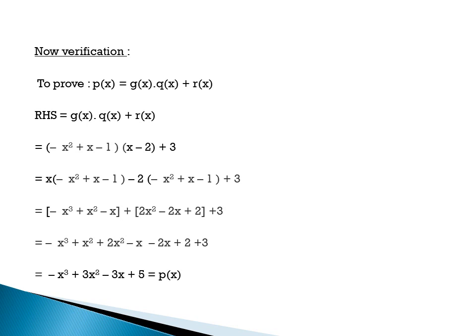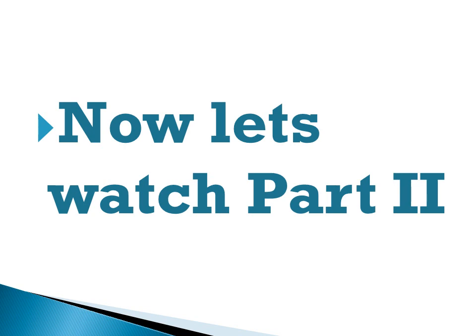So if we'll operate, we will get minus x cube plus, plus 2 plus 1, 3x square, minus, plus with the minus sign, carry on. Minus 1x minus 2x will give us minus 3x and 2 plus 3 will give us 5. And if you can see, this is exactly equals to our px. So the division algorithm of polynomials is verified. Now let's watch part 2.